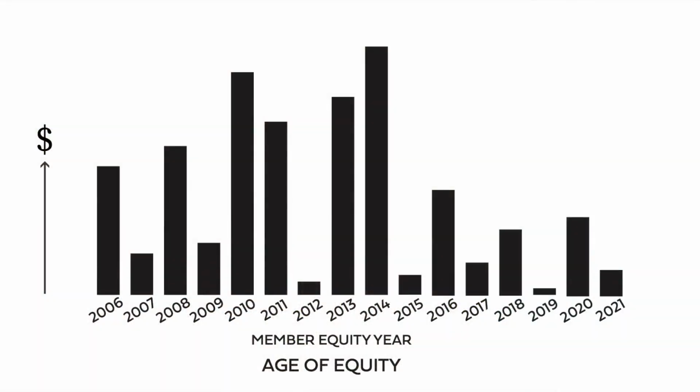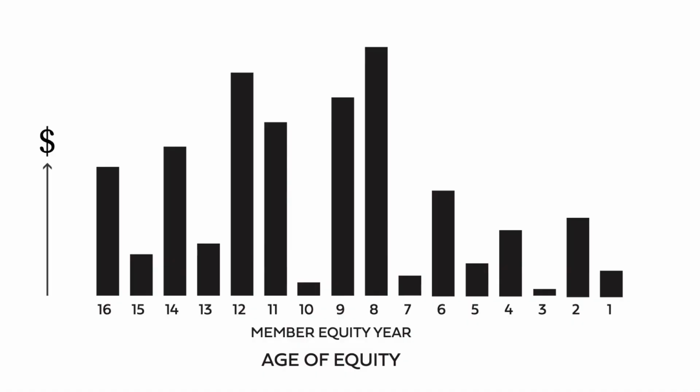Let's go through a straightforward example. Assume a cooperative has 16 years of allocated equity. After careful consideration, the Cooperative Board of Directors decides it can retire 1 year of equity back to the membership. So now the cooperative has 15 years of allocated equity.